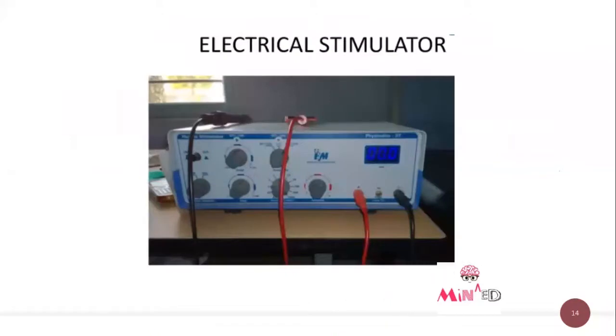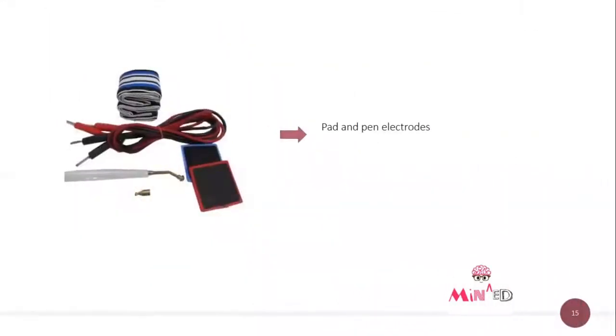This is the electrical stimulator machine. All of you know there is a pen electrode and a pad electrode. This is how the pad electrode and pen electrode look. We use a cotton or cloth covering on the tip of the pen electrode, and these are the links, the cables.